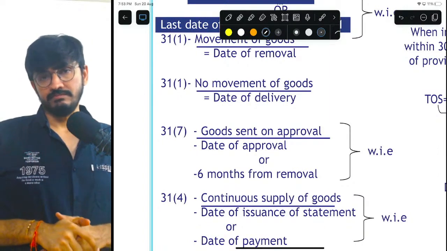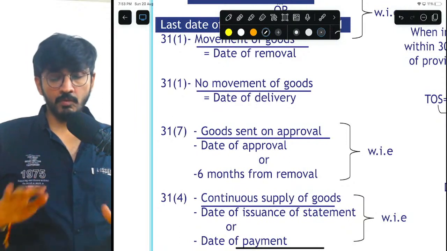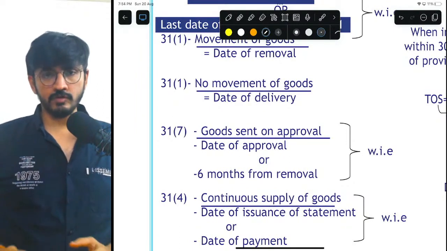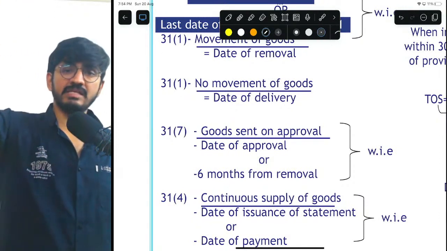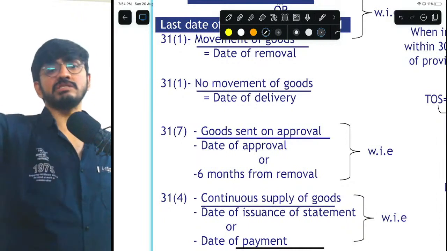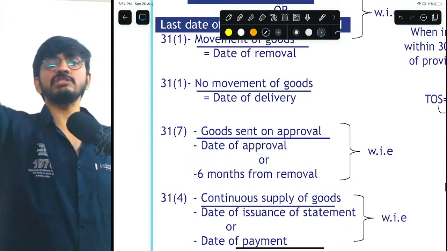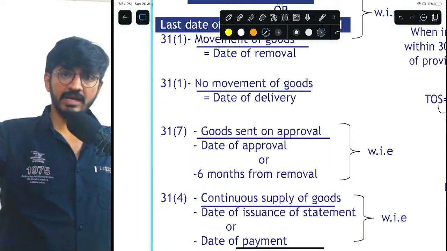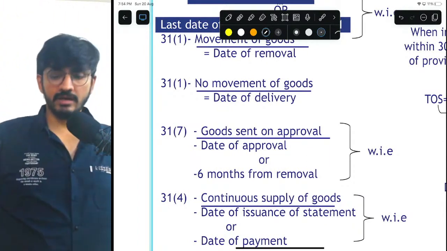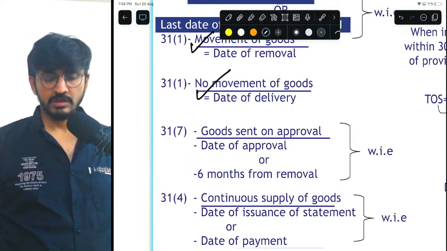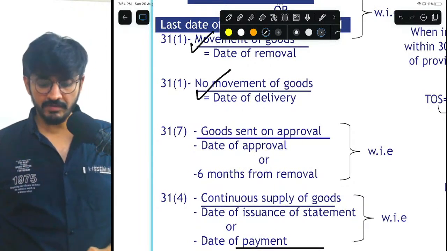Sorry, is there movement of goods? No. Right? Clearly there is no movement of goods because the machinery is there and it is still there only. It has not moved an inch. And which is why, my dear friends, it was there, it remained there, and it got sold there. So in that case, government says, okay, in case of no movement of goods, the last date is the date of delivery.